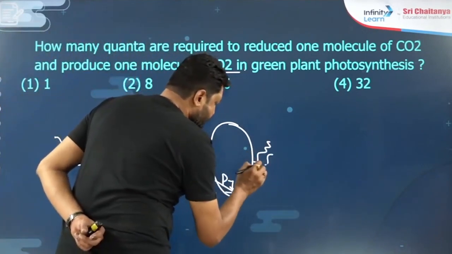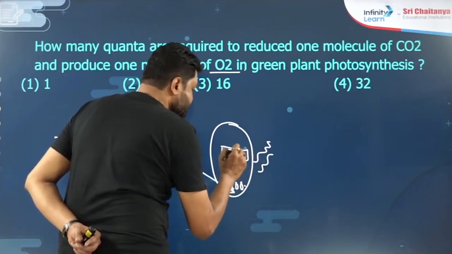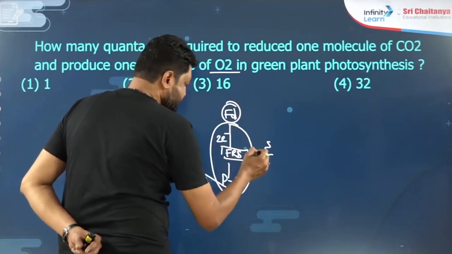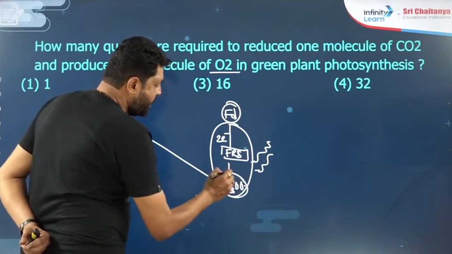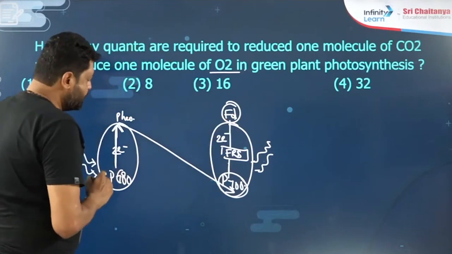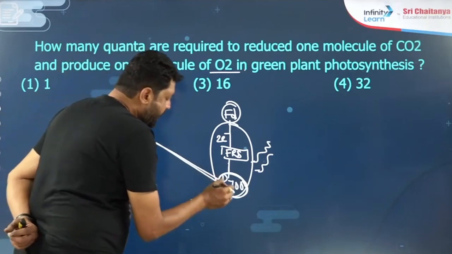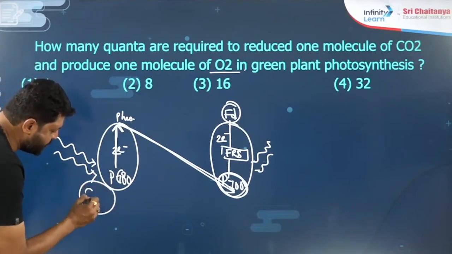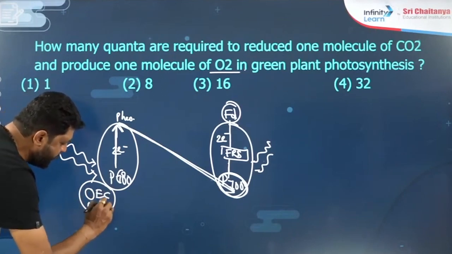Again, 2 photons of light. First the electrons go to FRS, ferredoxin reducing substance, and then reach FD. So 2 electrons are excited. The 2 electrons from P700 reach ferredoxin. The 2 electrons required by P700 are supplied by pheophytin. Now P680 requires 2 electrons, which can be substituted by OEC, the oxygen evolving complex, in which Mn and Cl will be there.